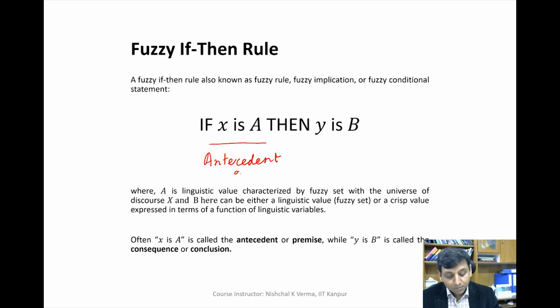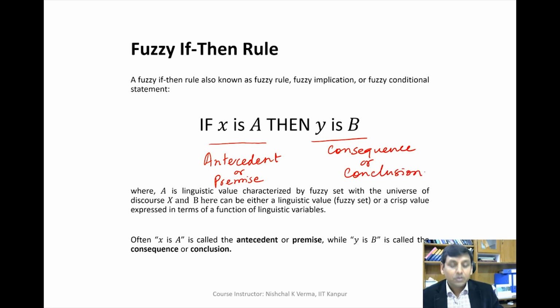or premise. And then the second part, which is just after then, is called the consequence or conclusion. So in any fuzzy if-then rule, we will have an antecedent part or premise part and a consequent part or conclusion part.